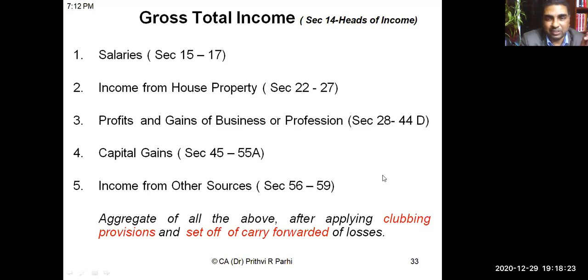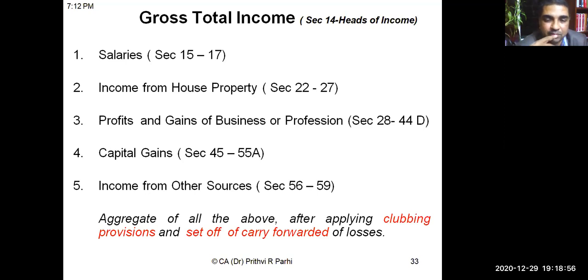First, I will aggregate all this income. Then if clubbing provision is to be applied, I will apply that. If it's not applicable, fine. If carried forward losses are also there, I will set those off. After that only, I'll get what? Gross total income. Now I think you are clear on the definition of gross total income. Gross total income means the aggregate of the incomes of all the 5 heads plus two adjustments. One is clubbing provision, second is set off of carried forward losses.